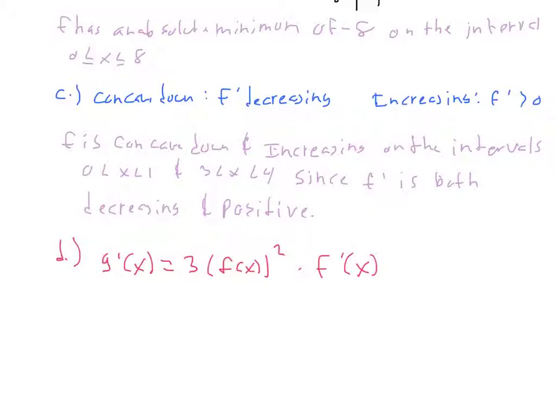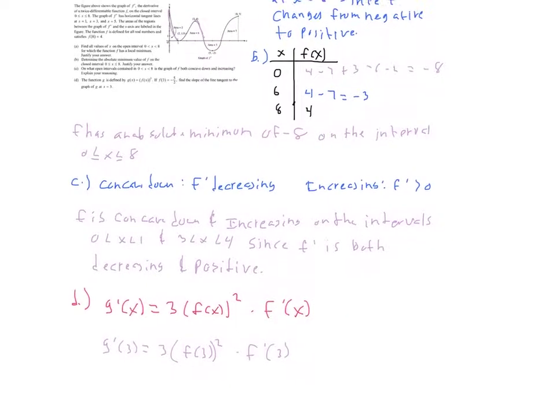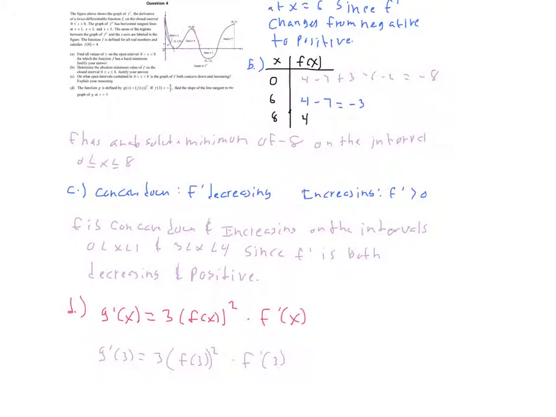If we want to find this at an x value of 3, g prime of 3 will be equal to 3 times f of 3 squared times f prime of 3. Well, in the part D itself, we were given f of 3 to be negative 5 halves. So f of 3 is negative 5 halves. And then what is f prime at 3? Well, we're looking at a picture of f prime. So f prime at 3 is equal to 4.